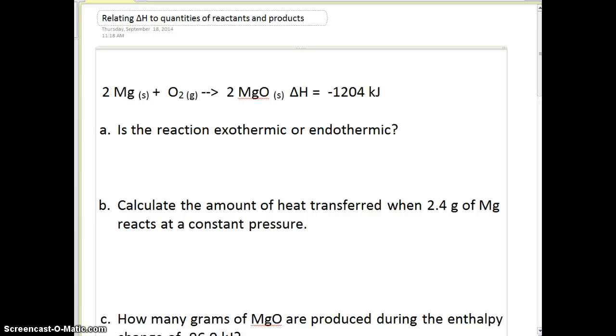Hi AP Chemistry students. We're going to take a look at a problem tonight. I'm just going to work a problem for you. We're not covering new content. This is similar to what we talked about yesterday, and this is going to be related to some problems that you're going to work for homework tonight.